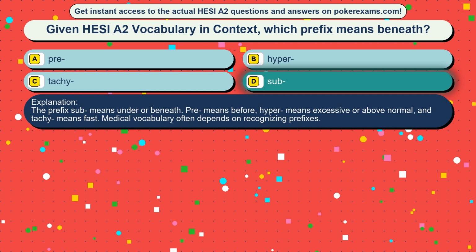The prefix sub means under or beneath. Pre means before, hyper means excessive or above normal, and tachy means fast. Medical vocabulary often depends on recognizing prefixes.